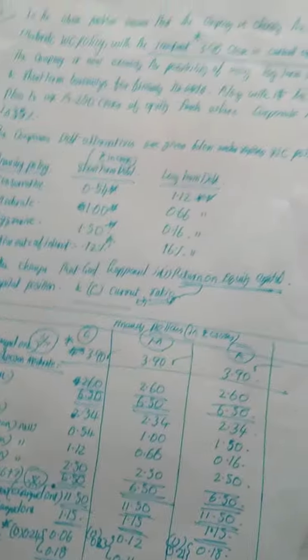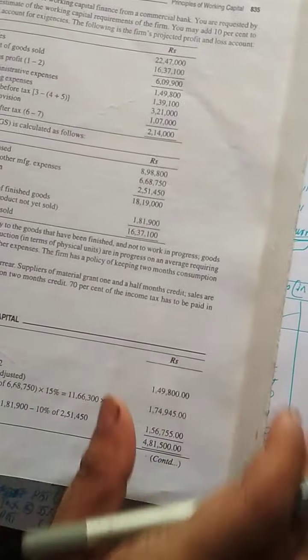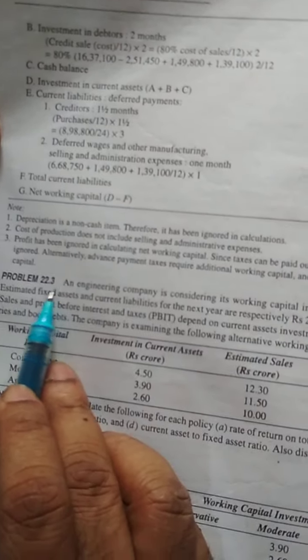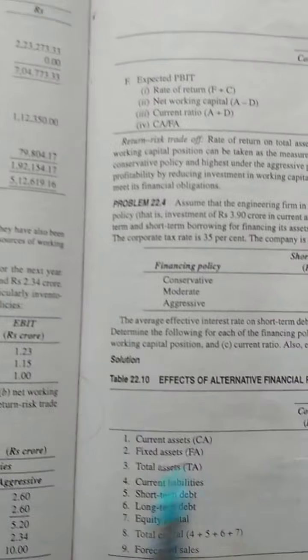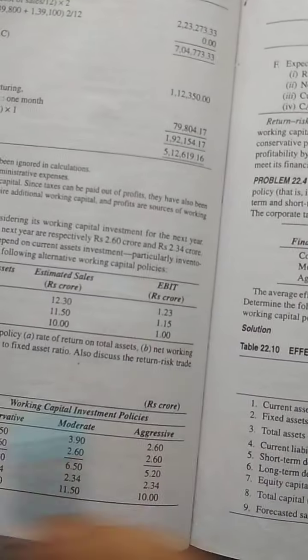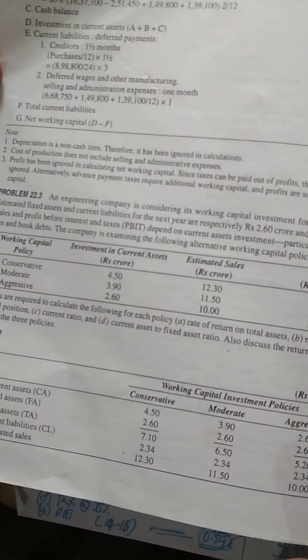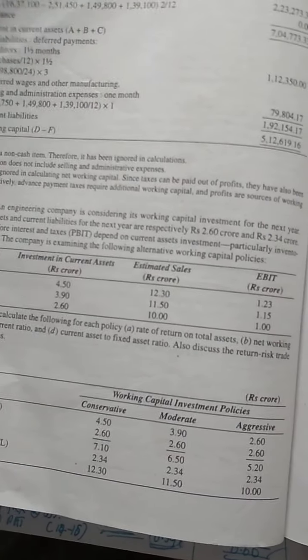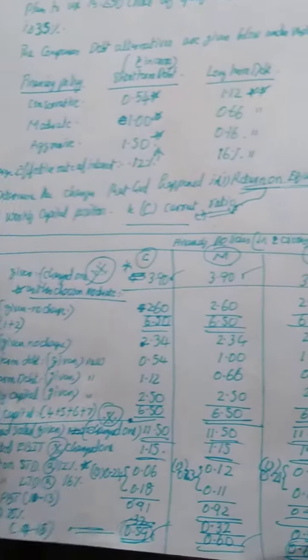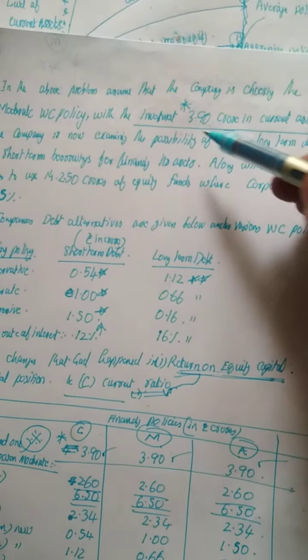Based on this, there is a problem we have to study under working capital management. That problem is taken from I.M. Pandey again. There is a problem under page number 836, problem 22.3 and problem 22.4. These are problems based on the maintenance of working capital or working capital investment policies. Let us check this problem. What are the informations given? Under this problem, the engineering company's information is given.